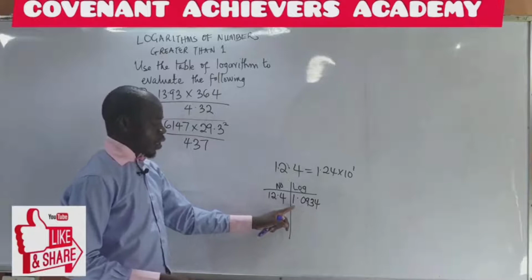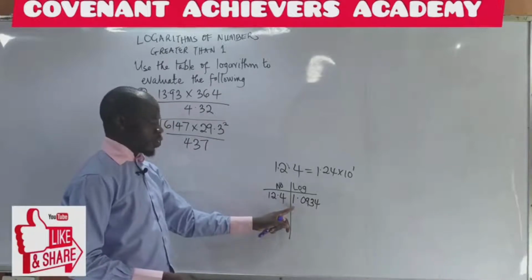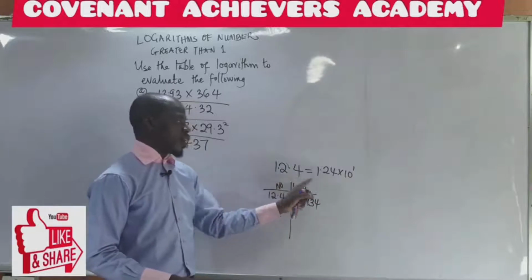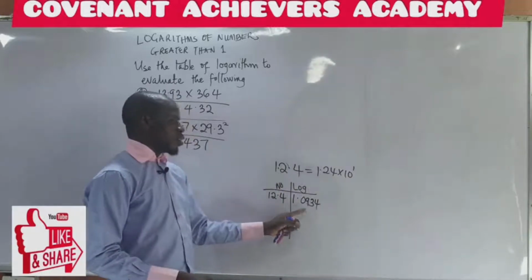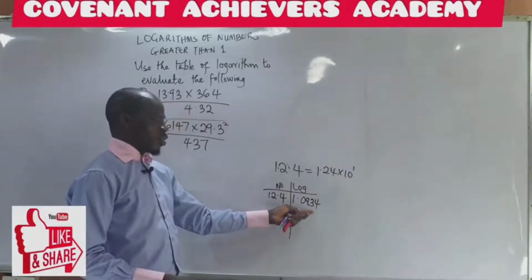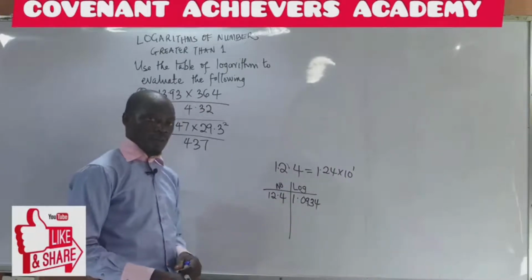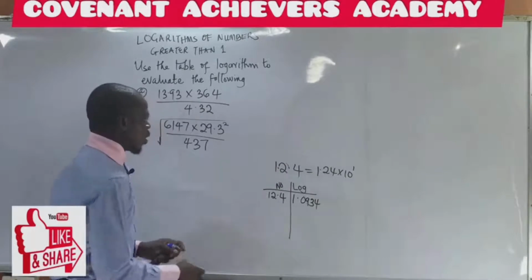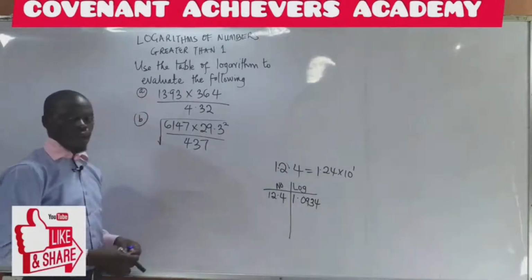So the characteristic, which is the whole number part, is gotten from the power of 10 when you express the number in standard form, while the mantissa part you get from your logarithm table. This is just the basics of what you need to understand. Now let's go into what we have for today.